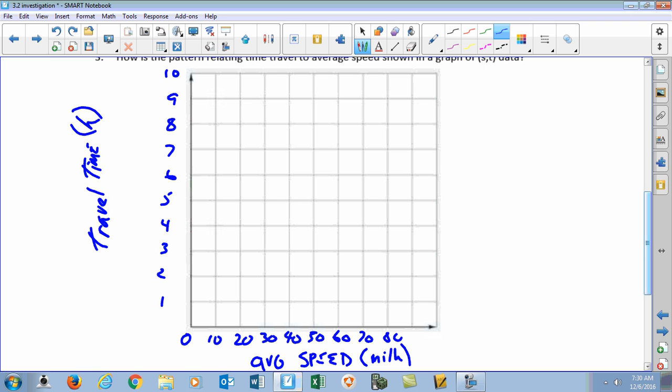All right, so at 10, the average speed at 10 hours is 30. So there's a dot right there. And then at 40, the travel time is 7.5, so halfway. At 50, it's 6, right here. 60 is 5. And 70 is 4.3, so just above 4, just below the half. So you can kind of see here that this graph has a very slight curve, but a curve nonetheless.